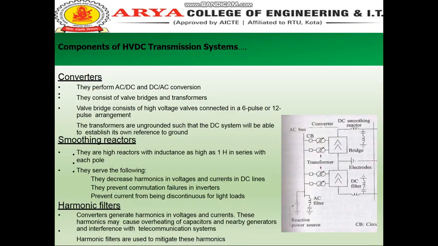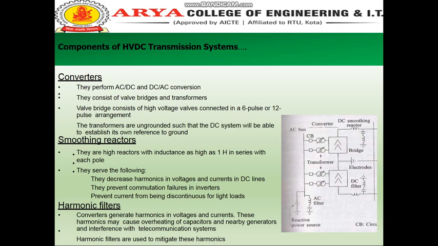Converters perform AC to DC and DC to AC conversion. They consist of valve bridges and transformers. The valve bridge consists of high voltage valves connected in a 6 pulse or 12 pulse arrangement. The transformers are grounded such that the DC system will be able to stabilize its own reference to ground.